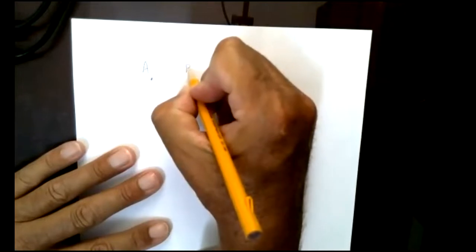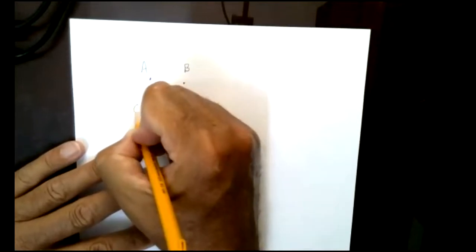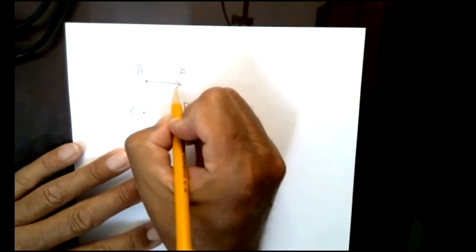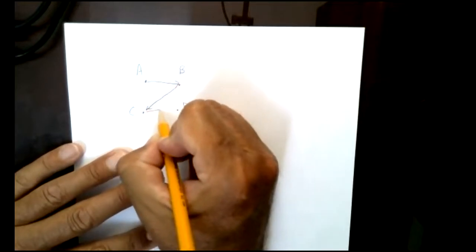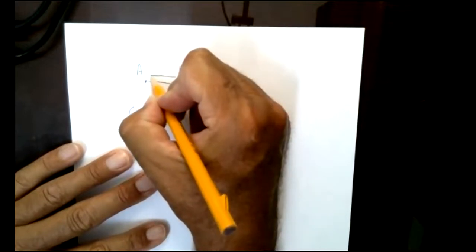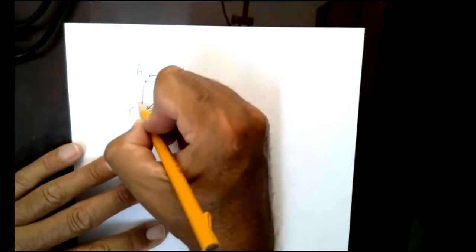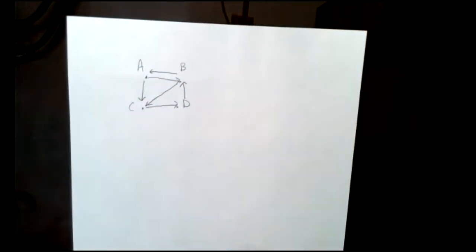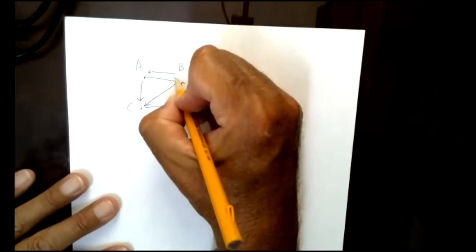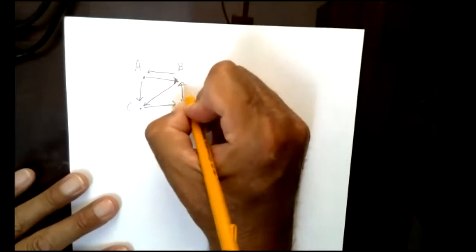A, B, C, and D. A to B, B to C, C to D, D to B. Okay, so here's an arrow for this one. Here's an arrow for this one.